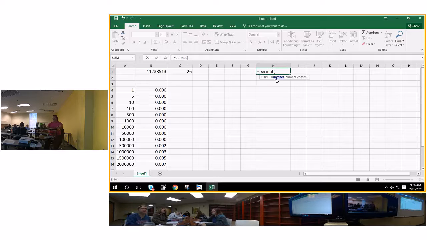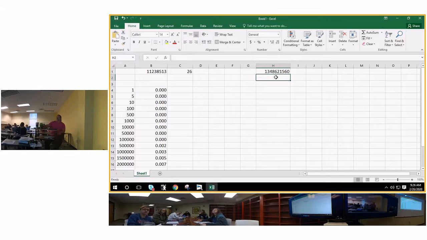Parentheses, and I'm just going to do the same one, 69, 5. And I'm not going to do anything else. I'm just going to show you. You need to write that down. If you use the Excel spreadsheet, that's what you use to do permutation. Permute.